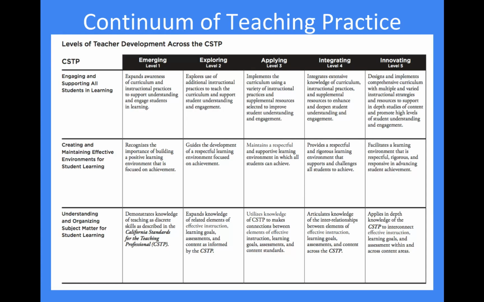The Continuum of Teaching Practice is a document that is aligned with the CSTP. This is a tool that can be used for self-reflection, goal setting, and inquiry into teaching practice. When using this document, an educator can rate themselves from level 1, emerging, to level 5, innovating, based on current practices. When using this document, an educator should honestly reflect on his or her abilities.